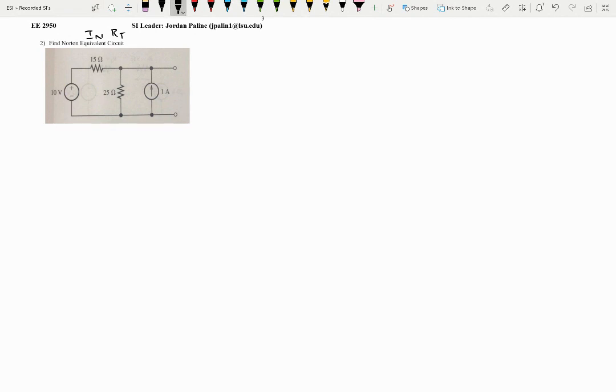All right. So looking at this problem, let's see what we got. We have a current source and then we have a voltage source. So two different types here. But running through our steps, do we see any dependent sources? And I don't see any. So we are good. So let us go and zero out our sources.